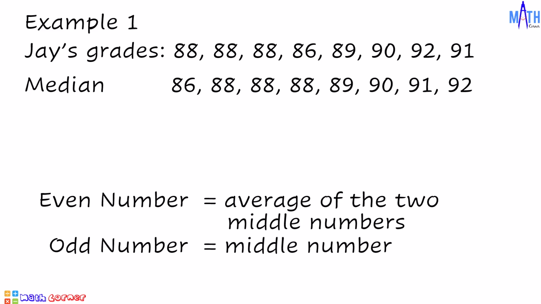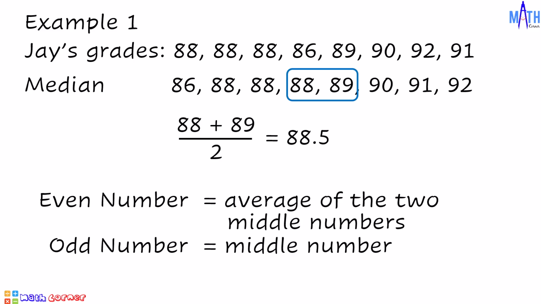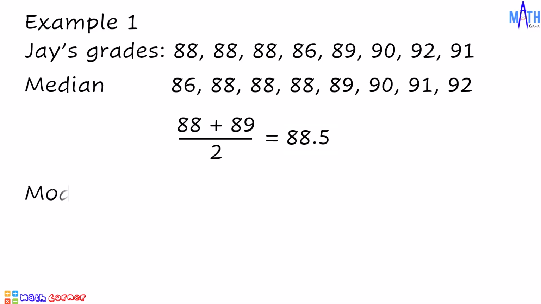Since there are 8 values in this example, which is an even number, take the average of the two middle numbers. The two middle numbers are 88 and 89. To find the average, 88 plus 89 divided by 2 equals 88.5. The median is 88.5. To find the mode, we just need to check the most frequent value in the given dataset. The mode is 88.